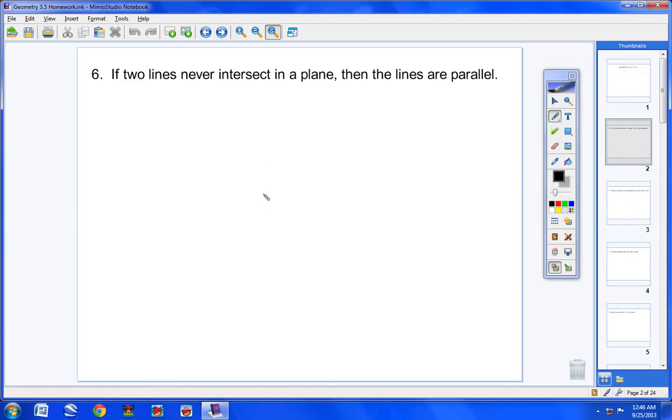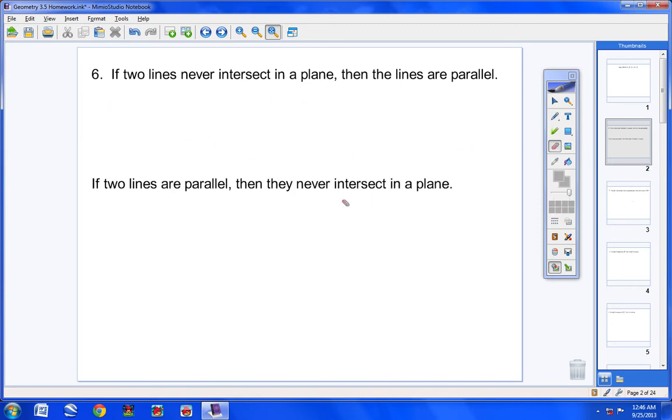Here we go. Question number 6. If you'll look in your book, you'll see it says, if two lines never intersect in a plane, then the lines are parallel. All right? Well, let's turn this around. I should say if two lines are parallel, then those lines never intersect in a plane. Let's see if that's what I put. Pretty close. If two lines are parallel, then they never intersect in a plane.